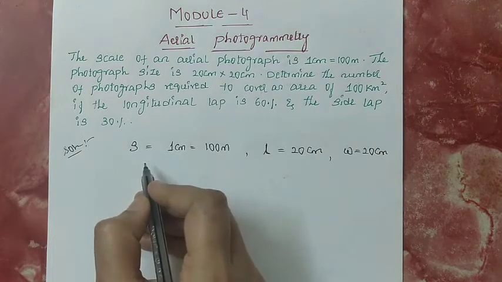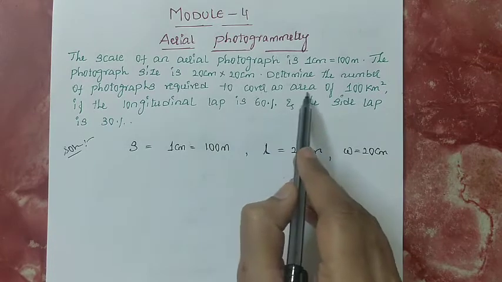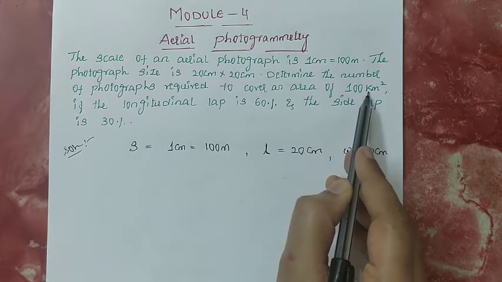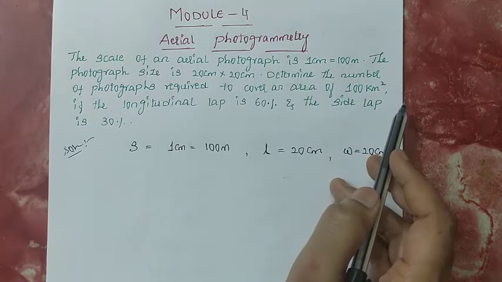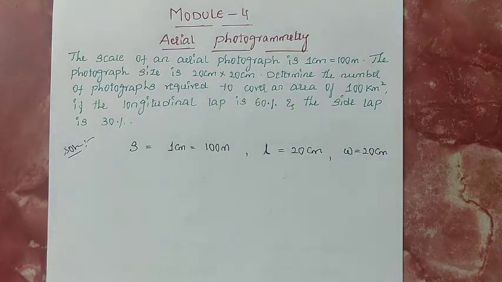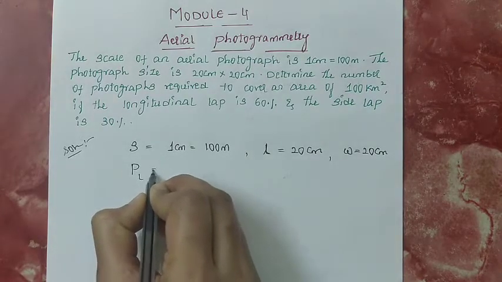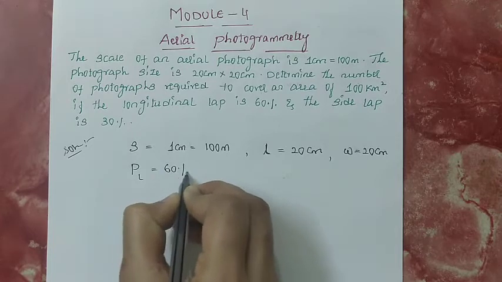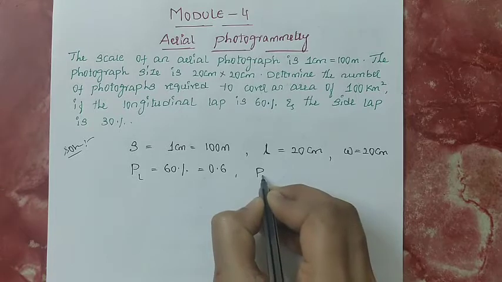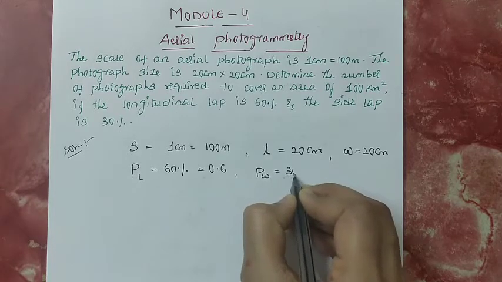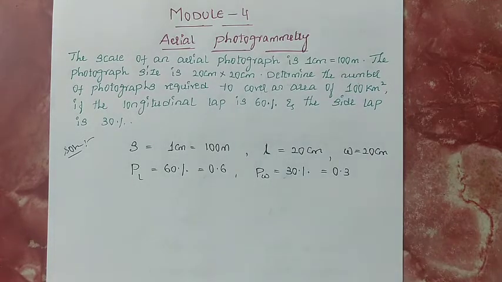Next, what they have given: required to cover an area of 100. Here they have given the total area of 100 square kilometer. You need to calculate the number of photographs required. The longitudinal lap they have given is denoted by PL, that is 60%, which is 0.6, and the side lap they have given is PW, 30%, that is 0.3.